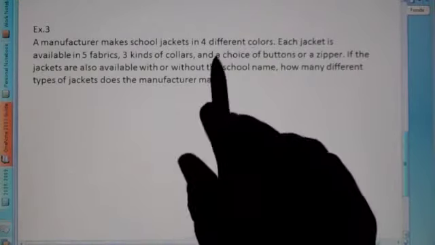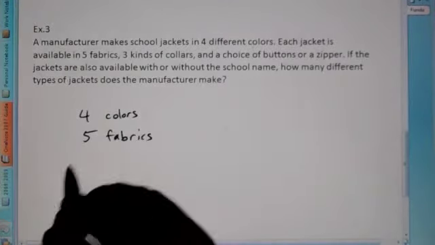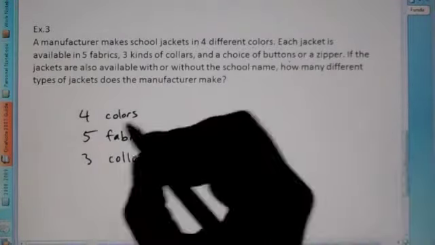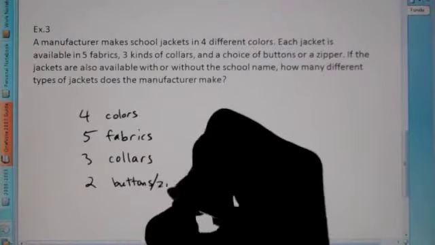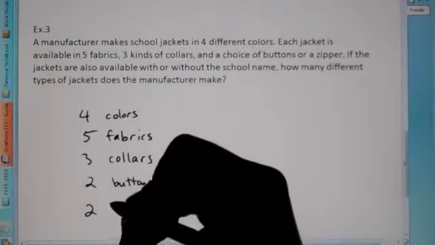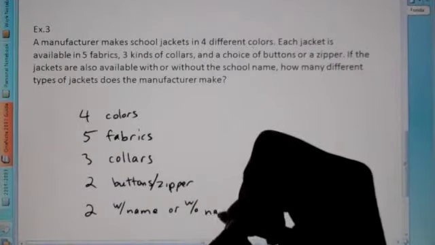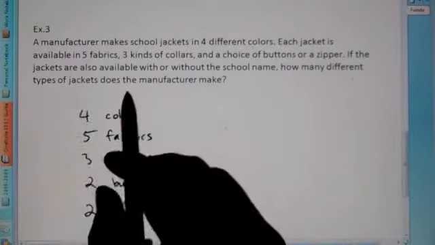So there are 4 different colors. We have 5 fabrics. We have 3 different types of collars. It says a choice of button or zipper, so you have 2 choices. It says the jackets are also available with or without the school name. So now we have 2 options, with name or without name. So here are all the different options that we have. How many different types of jackets does the manufacturer make?